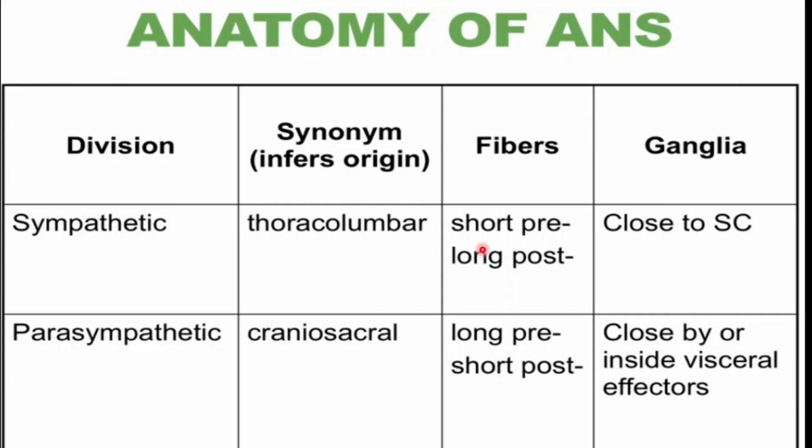In the sympathetic nervous system, we have short preganglionic neurons and long postganglionic neurons, whereas in the parasympathetic, the preganglionic neurons are long and the postganglionic neurons are short. And the ganglia in the sympathetic nervous system are close to the spinal cord, whereas in the parasympathetic nervous system, the ganglia are very close to or inside the visceral organ.